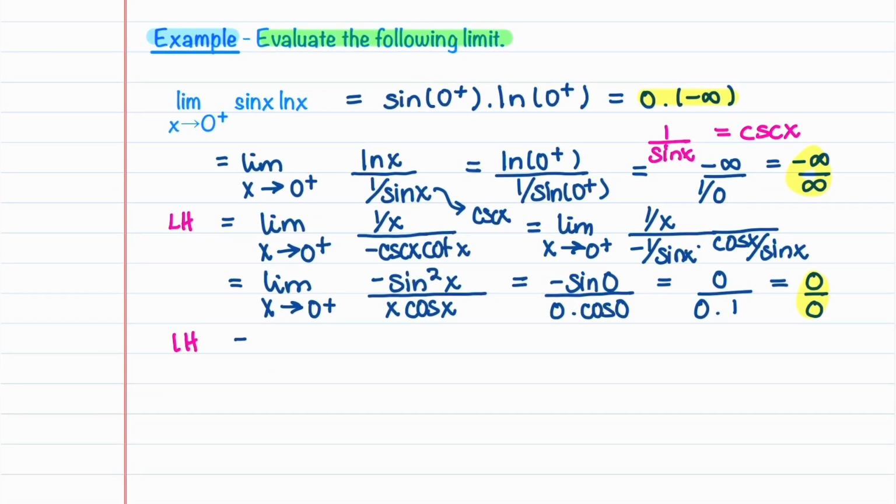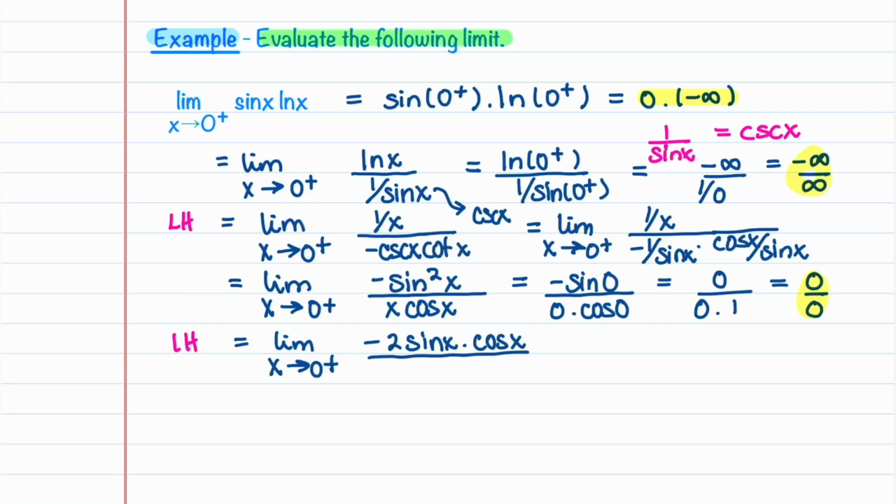And let's see what we get. This is the limit as x approaches 0 from the right. We're going to take the derivative of minus sine squared x. We're going to have to use the power rule. So this is minus 2 sine x times cosine x.